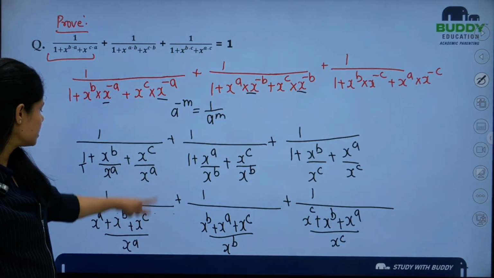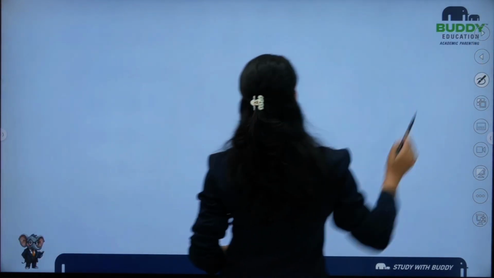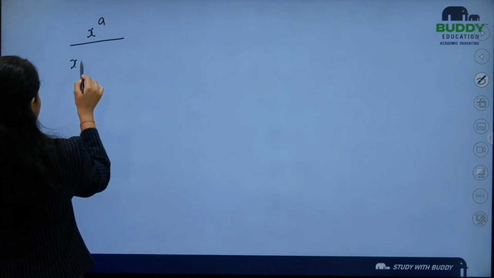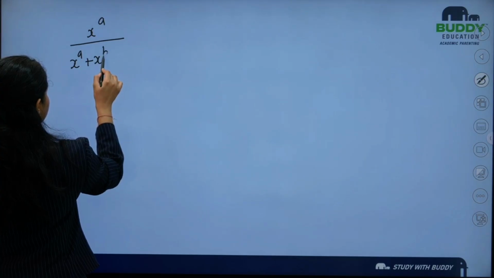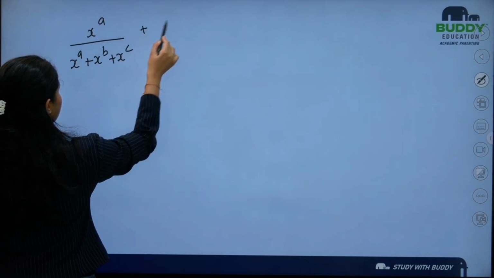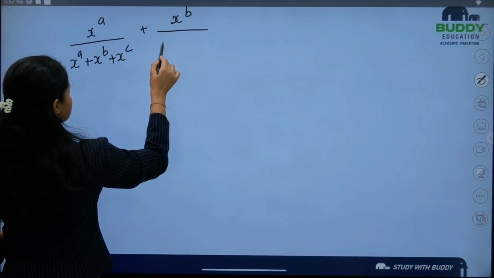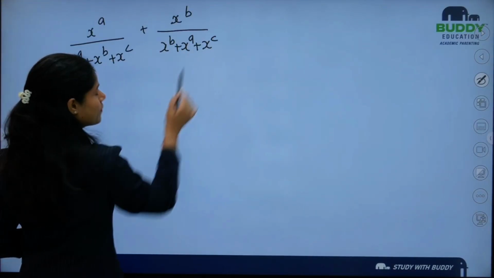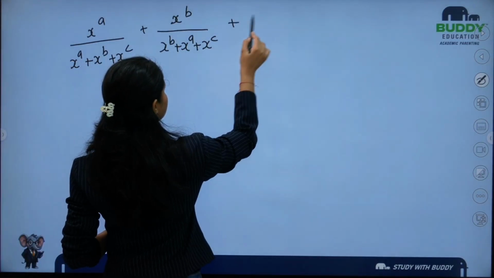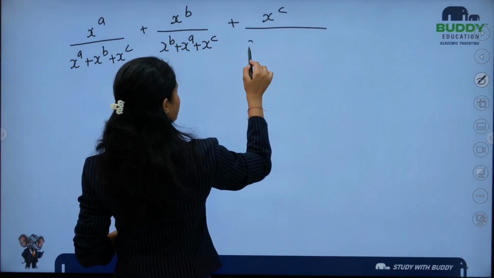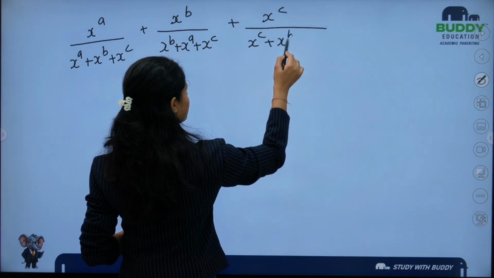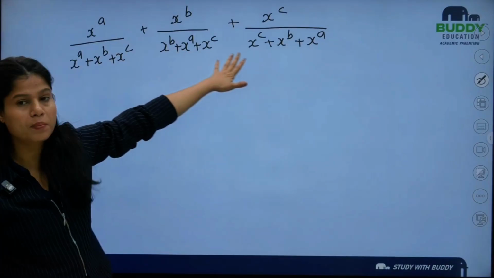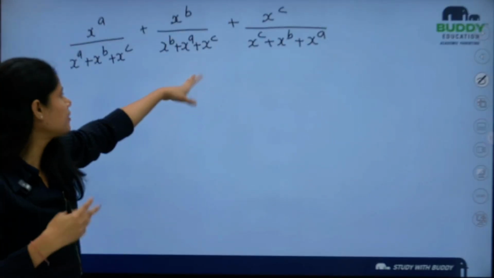Now you can see that this thing will go to the upper side. So for the first part, this will be x raised to the power a plus b plus c. For the second part, x raised to the power b is going upside, so this will be b plus x raised to the power a plus x raised to the power c. And the same for the last part, this is c and x raised to the power b and x raised to the power a. You can see that the denominator part is the same apart from its order.